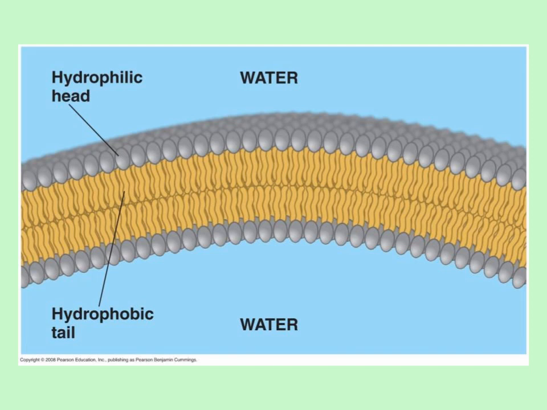As you can see, the bilayer is created because the hydrophilic heads have an affinity for water, while the tails form an inner layer that excludes water. We will discuss membranes in much more detail during our next lecture.